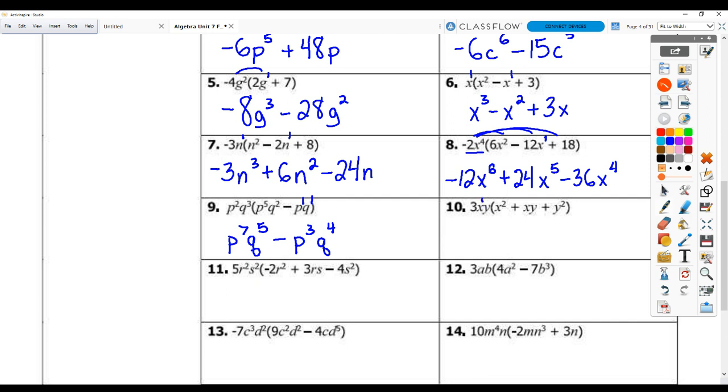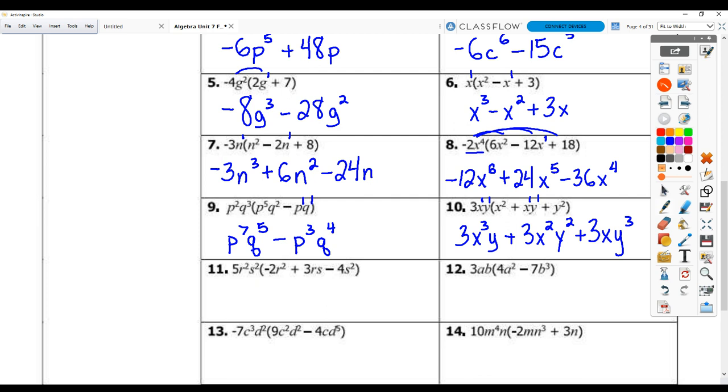3x to the 1, y to the 1 times x squared would be 3x to the 3rd, y to the 1st. You can put the 1 exponent if you want. Plus 3x to the 1st times x to the 1st is x squared. Y to the 1st times y to the 1st is y squared. Plus 3x, y to the 3rd, because y to the 1st times y squared is y to the 3rd.